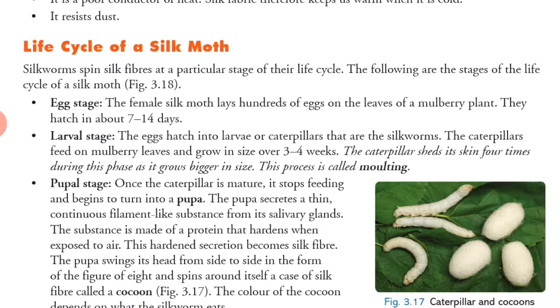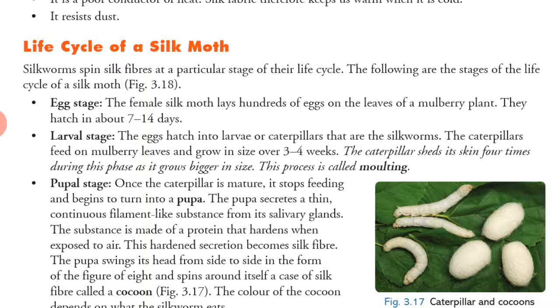Larval stage: the eggs hatch into larvae or caterpillars, which are the silkworms. The caterpillars feed on mulberry leaves and grow in size over 3 to 4 weeks. The caterpillar sheds its skin 4 times during this phase as it grows bigger in size. This process is called molting.